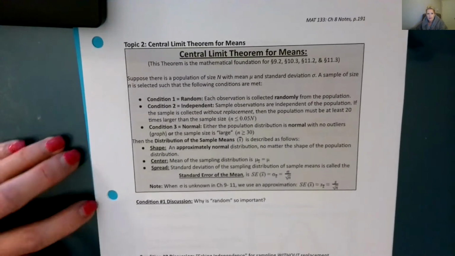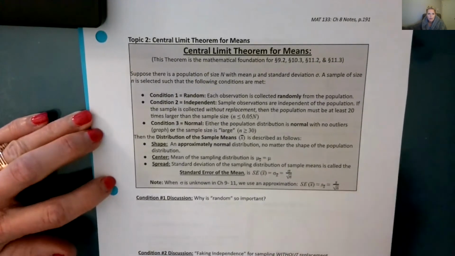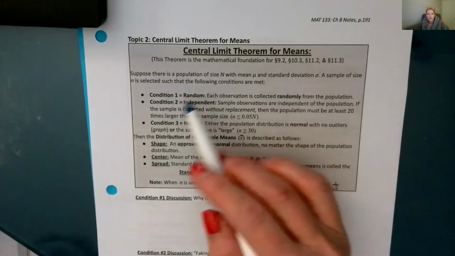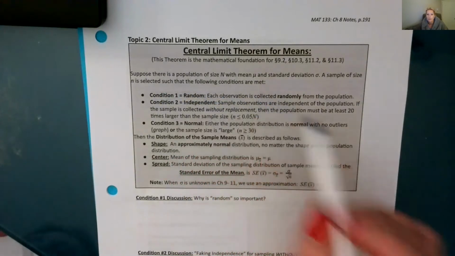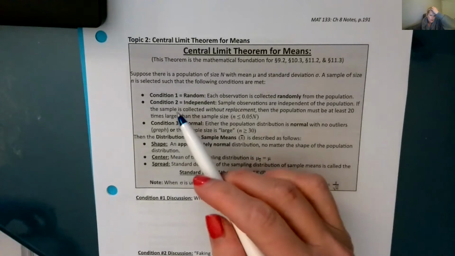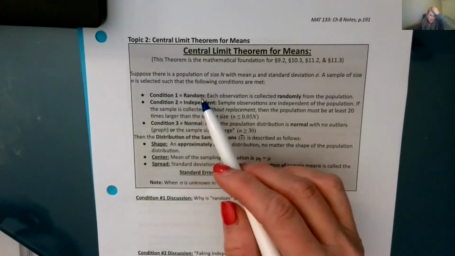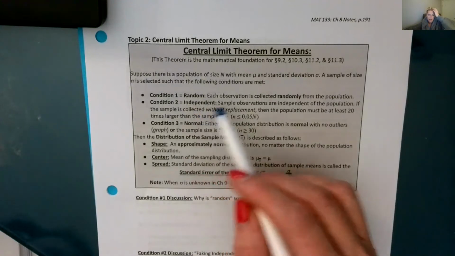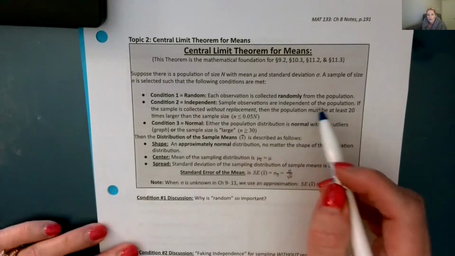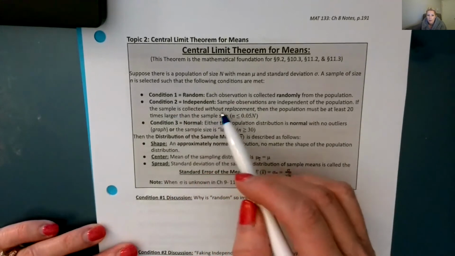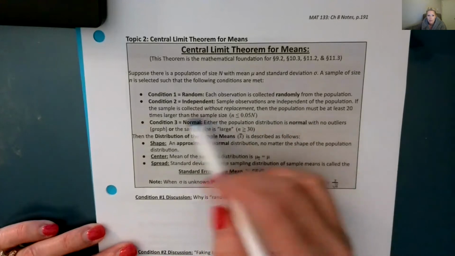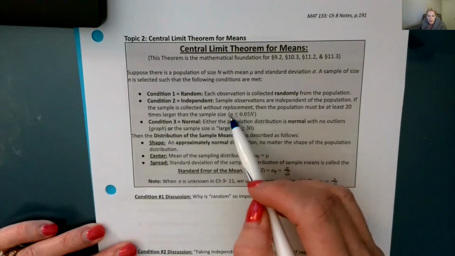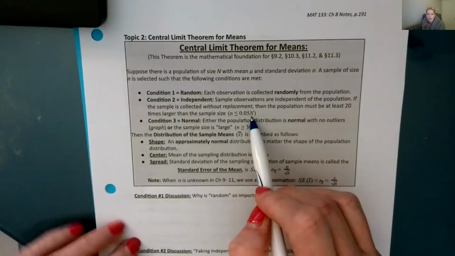Okay. So it says the central limit theorem for means. Suppose there is a population of size N with mean mu and standard deviation sigma, and a sample of size n is selected such that the following conditions are met. The first condition is that we have to have a random sample. The second is that we have to have independence from the population, so sample observations are independent of the population. If the sample is collected without replacement, then the population must be at least 20 times larger than the sample size, shown here, where little n is your sample size and big N is your population size.